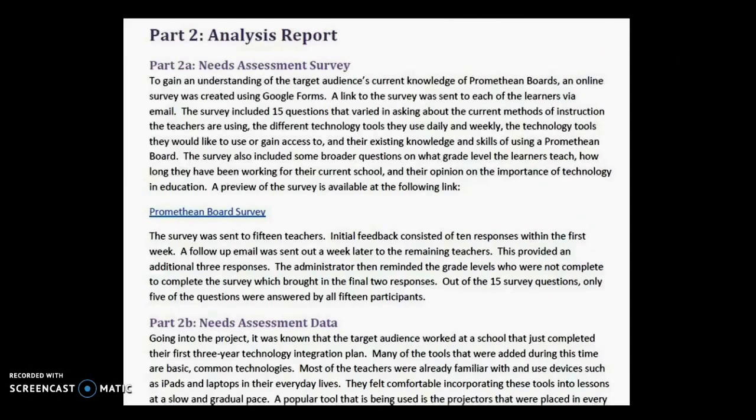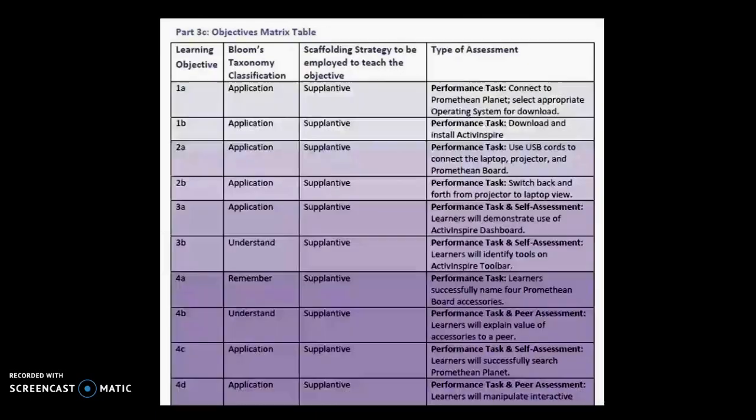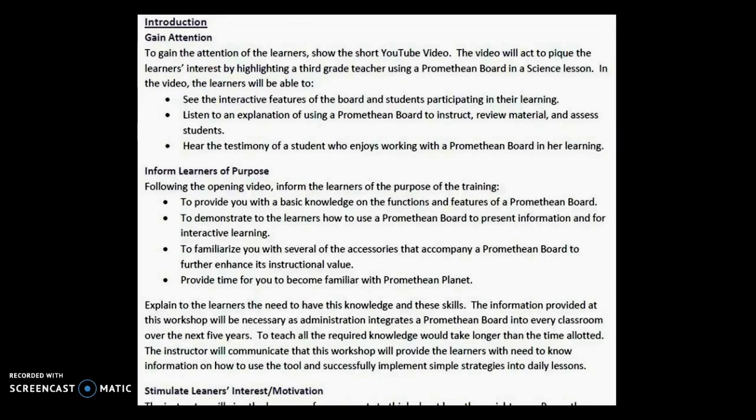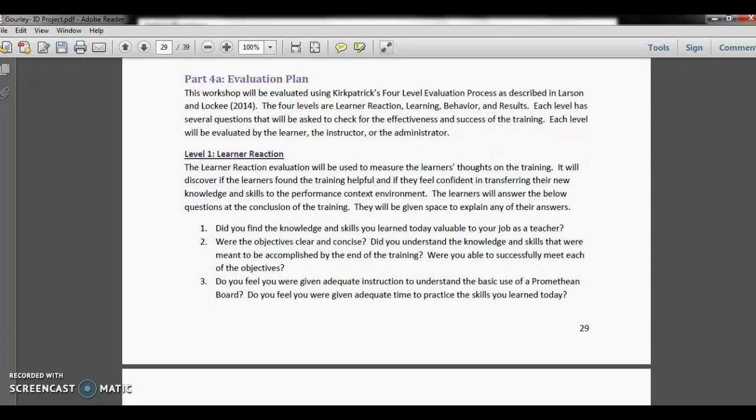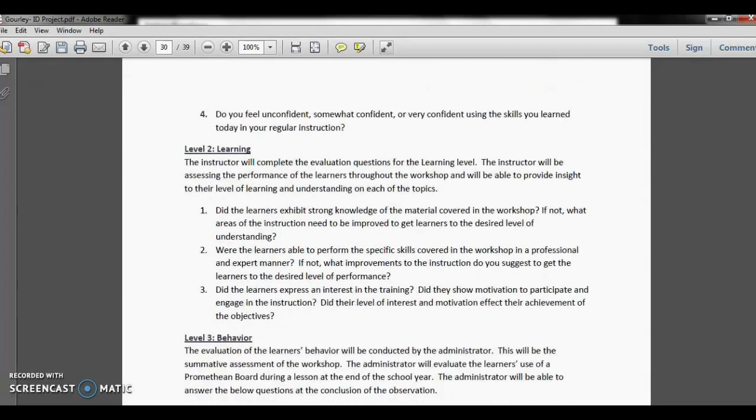For this report, I conducted a needs analysis, including a survey from the learners. I identified the training objectives, created the instruction, and detailed the evaluation strategies I would use to know the learners gained knowledge and that the training was successful.